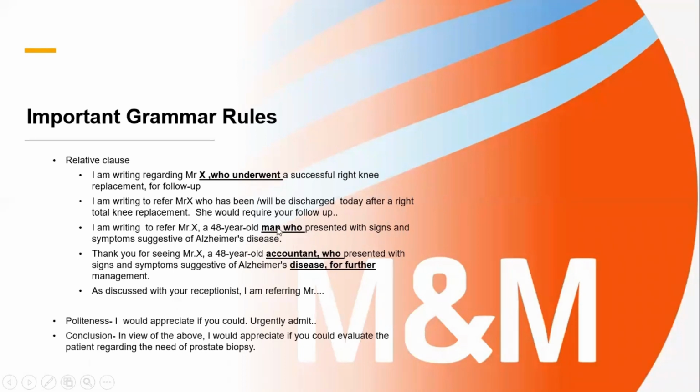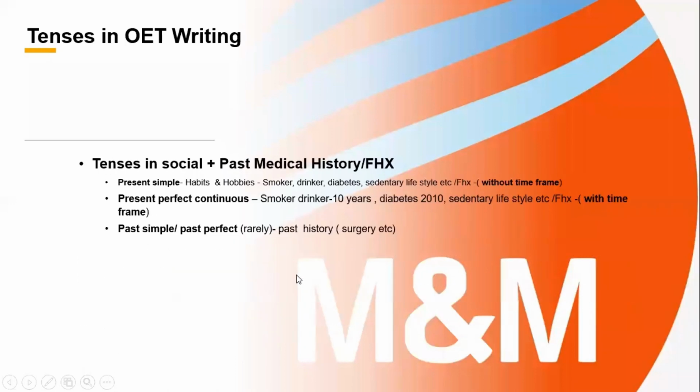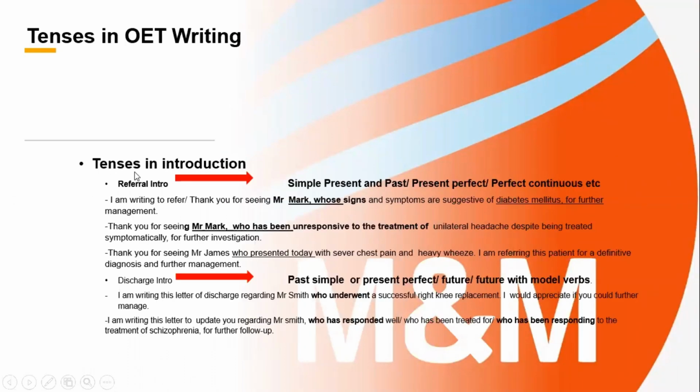Why is that? Because in here, this is a defining relative clause, and in here, this is a non-defining clause. So when we have a non-defining clause, we can separate it with a comma. A 48-year-old accountant, comma, who presented with signs and symptoms suggestive of Alzheimer's disease, then comma. To make it simpler for you, when you stop the sentence over here, in that case, you write no comma. But if you are continuing the sentence for further management, there should be a comma before the relative clause who and after the disease, right?